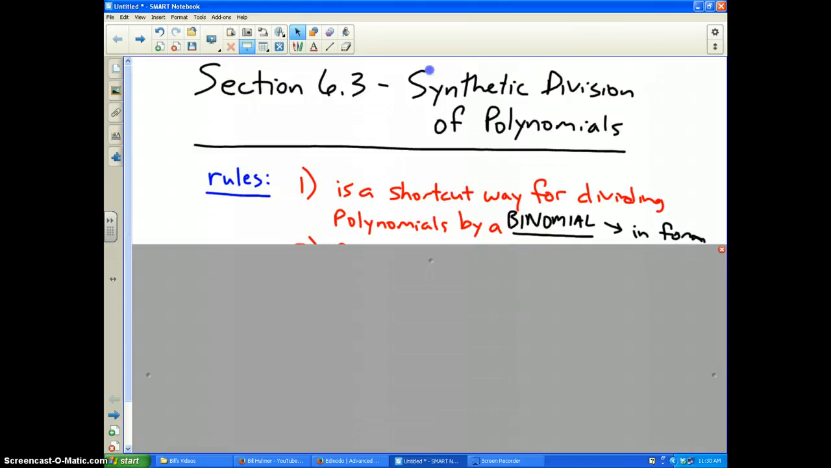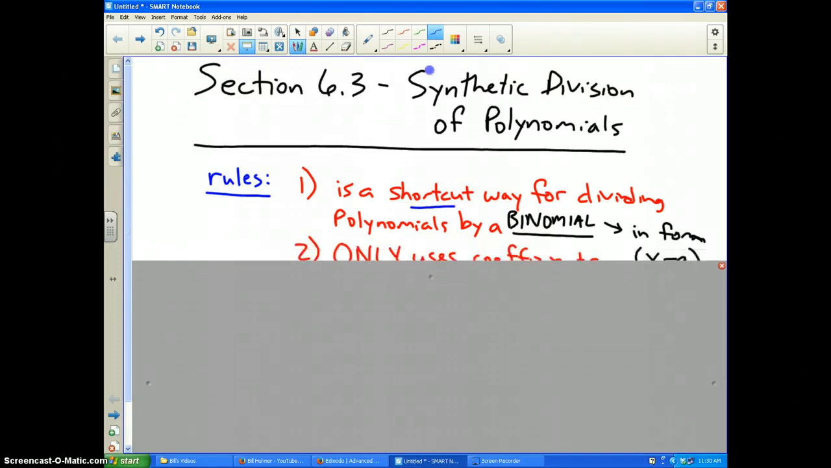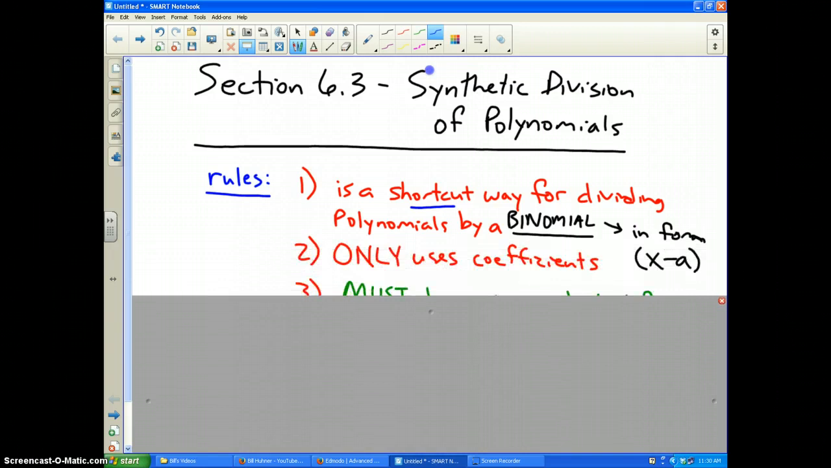As I just said, this is a shortcut way for dividing polynomials, but the key is you have to divide by a binomial, and the binomial has to be in the form x minus a. It needs to be linear. It's got to be a linear binomial. Otherwise, this method doesn't work. And the key is it's minus a, which I'm going to talk about in just a second. That means the a value that we're going to use will be the opposite sign, but you'll see that in just a second.